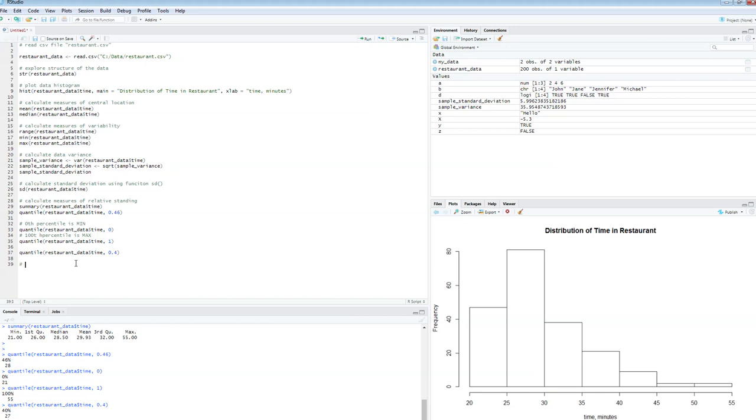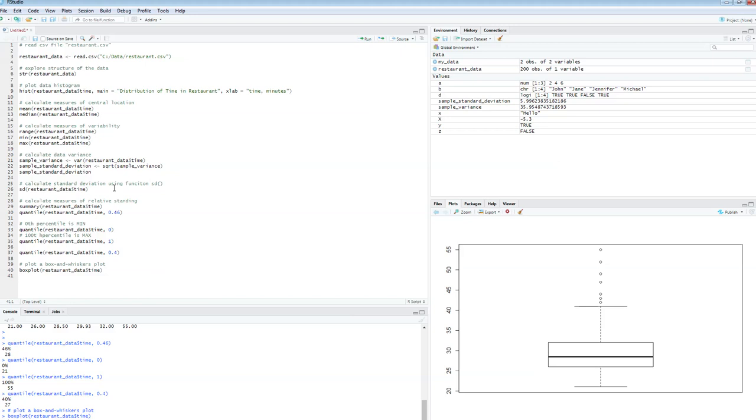So now I'm going to plot a box and whiskers plot. And that is done by the function boxplot. As I start typing box, I can see that the function is right there. It's one of the standard functions included with R by default. So boxplot, well, theoretically, all I need really is just to send it the data set. So again, paste, Control V, restaurant data, dollar sign, column time. And when I run this one, here's my box plot.